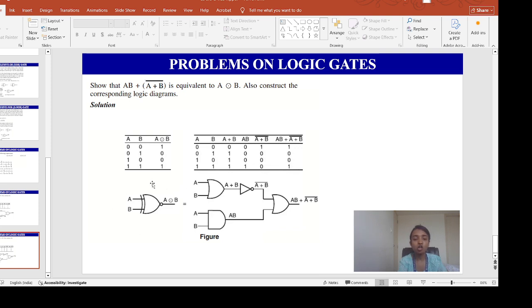And we know this is the logic symbol of your XNOR gate. So this is the OR gate. We have to get A plus B whole bar, so we have to put an inverter here, a NOT gate here. So this is (A plus B) whole bar, plus AB. This is the AND gate. So we have to perform an OR operation between this first term and second term. So just put an OR gate here. So we will get the final logic expression.